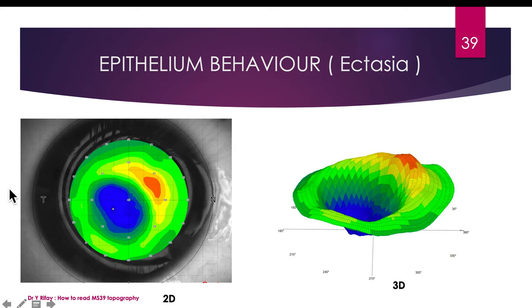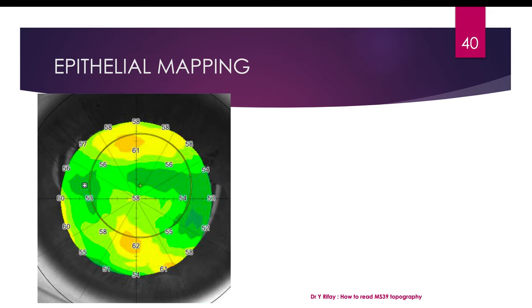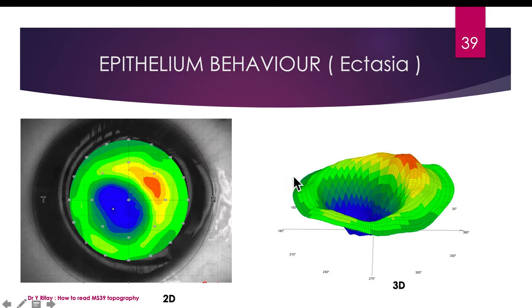This is another case with a thinning and a thickening. See here the thinning and the thickening. So you see that the epithelium in keratoconus is very, very irregular. And this has very important implications in the treatment.